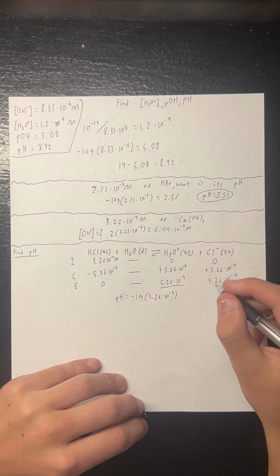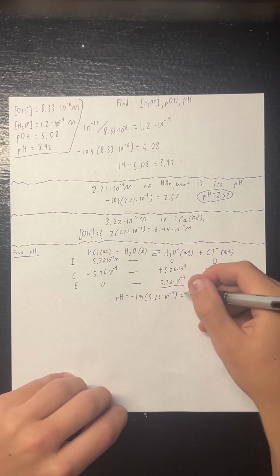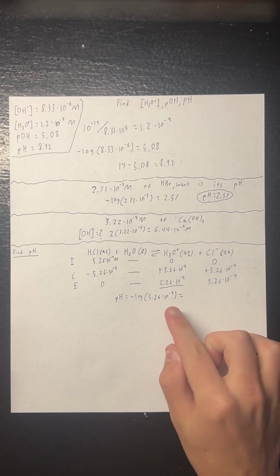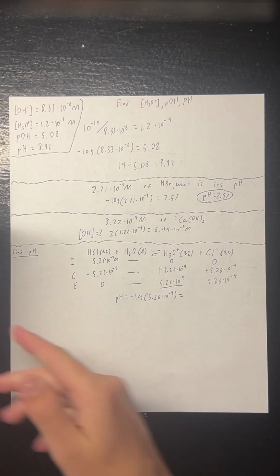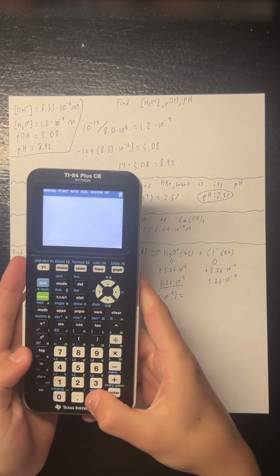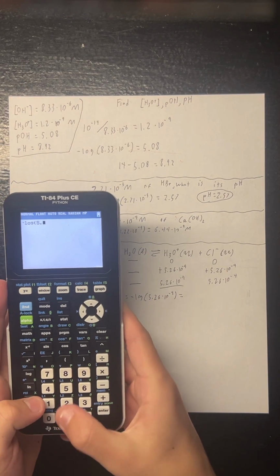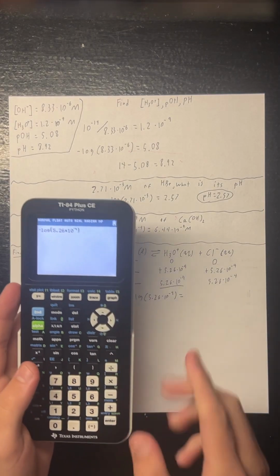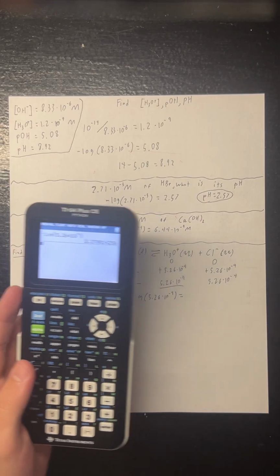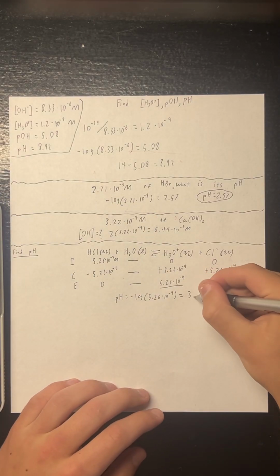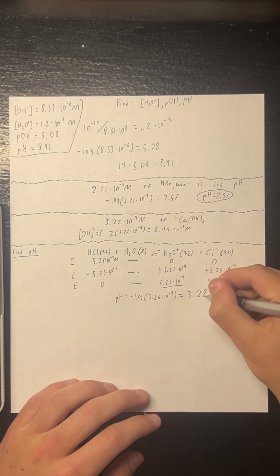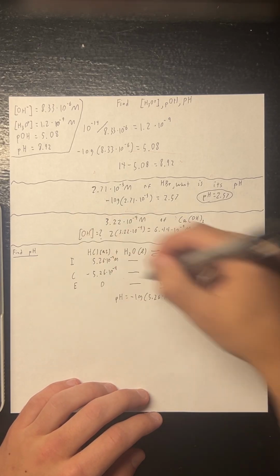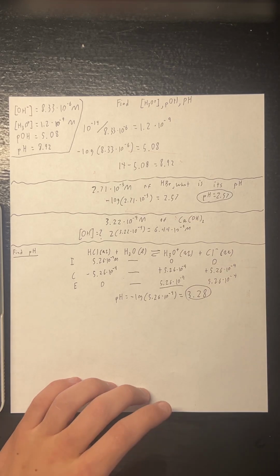And we should note that what we should probably get is in between 3 and 4, because remember, our exponent is what determines that. So we can go negative log of 5.26 times 10 to the negative 4. And what do we get, around 3 and 4? Boom, 3.28. And that is the pH. That's how to solve that.